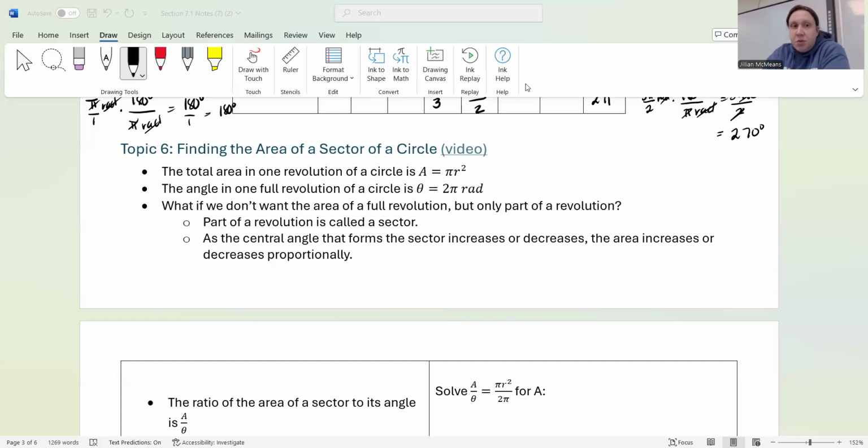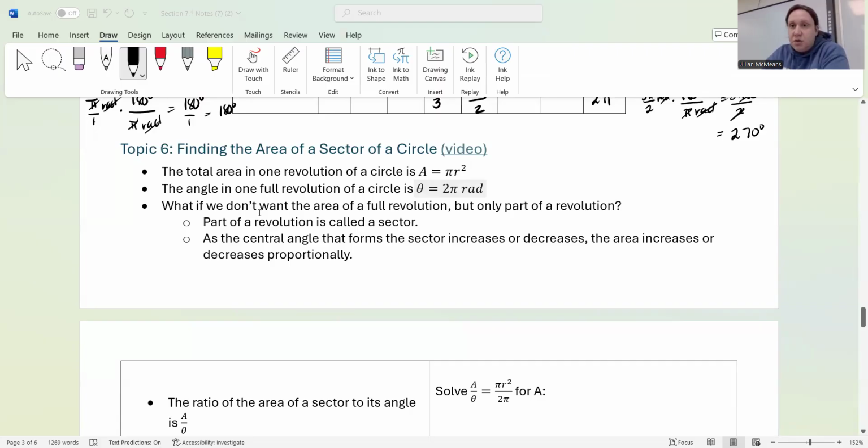Okay, for topic 6, we're going to talk about finding the area of a sector of a circle. Just like when we were talking about how to come up with a way to convert between degrees and radians, we started with stuff that we know, and then we built this idea of what we didn't know. So we're going to do the same thing here.